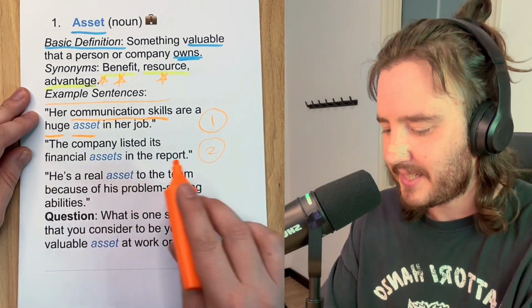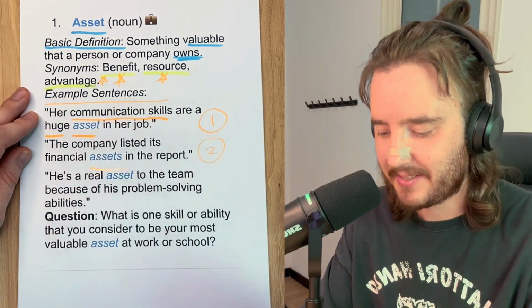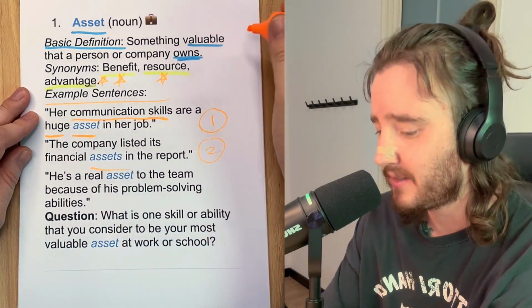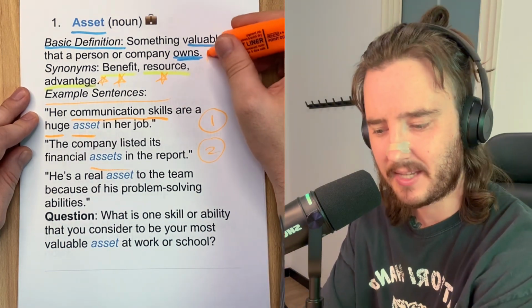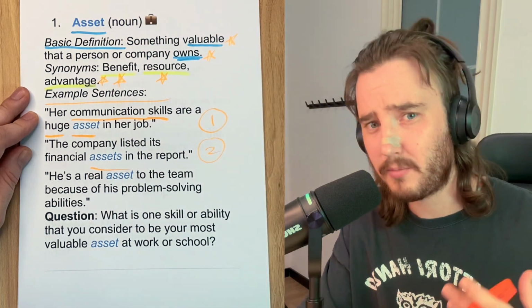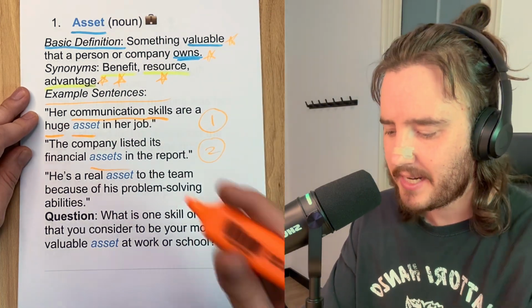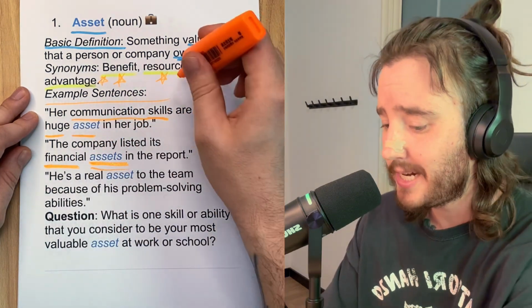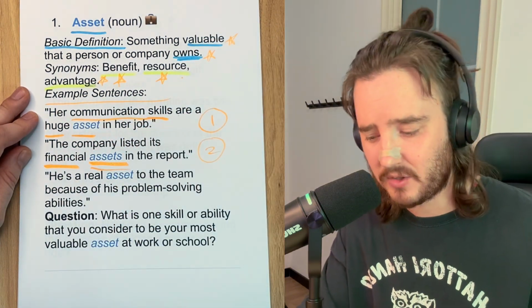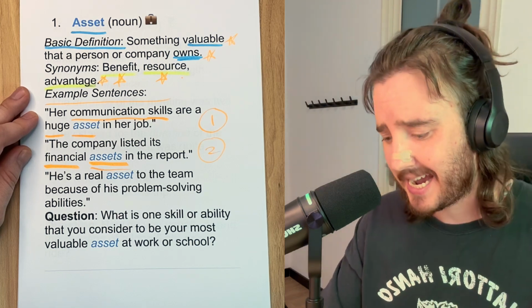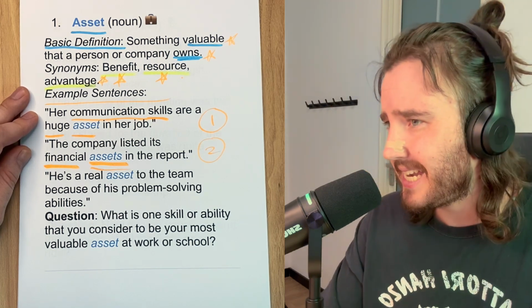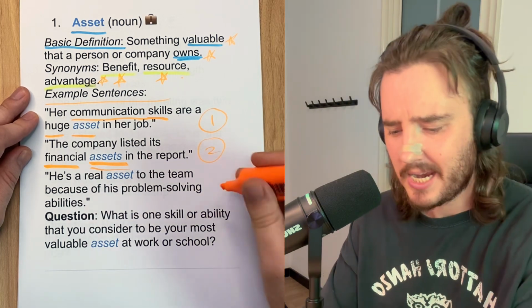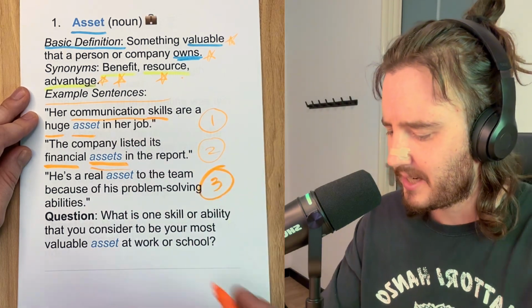The company listed its financial assets in the report. So this company has some things of value, some things that it owns. It owns some valuable things, right? These are financial assets. These are resources that the company has. In other words, related to finance, related to money, right? Okay, so here's a third example sentence.